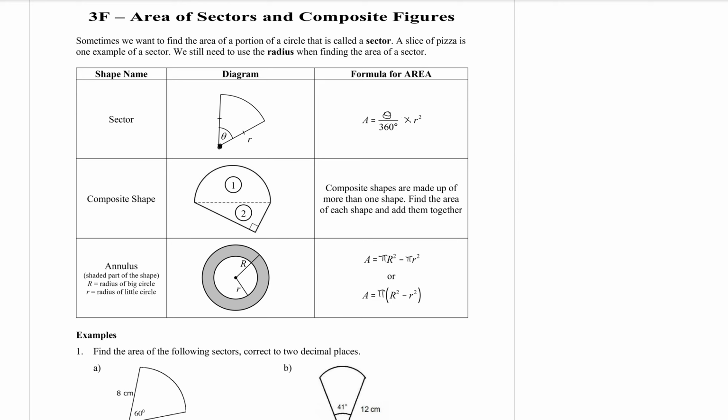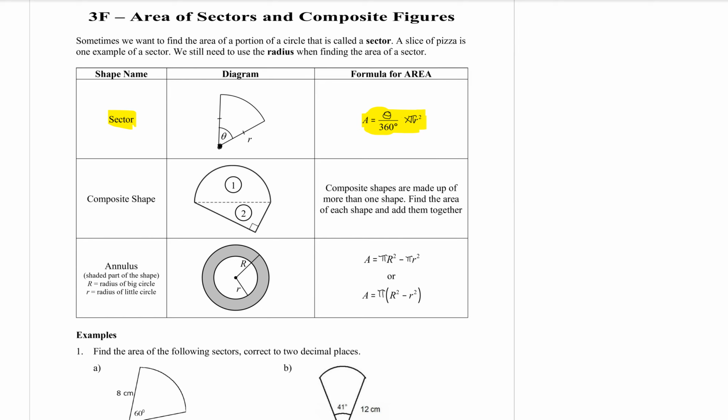So that theta just represents the size of the angle that we have cut out for our sector here, which is like a piece of pizza. Then we times that by the area of a circle, which is pi r squared. Okay, so the formula for a sector is theta over 360. So that's the fraction of the circle that we have. And then we times that by pi r squared.